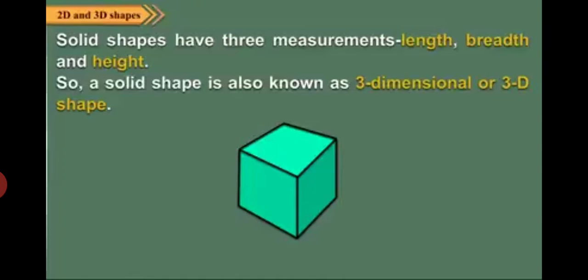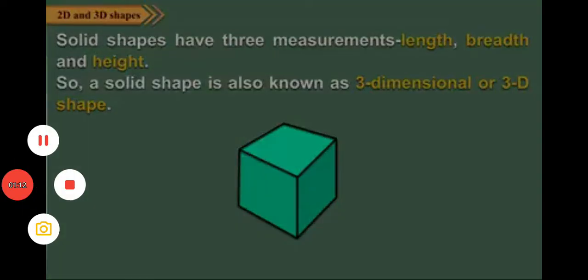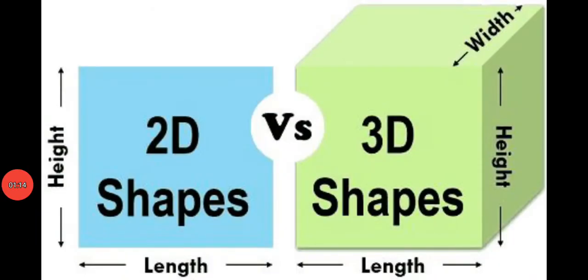You can see this is a picture of a cube. Solid shapes have three measurements, length, breadth and height. So, a solid shape is known as a three-dimensional or 3D shape. The basic difference between 2D shapes and 3D shapes is that 2D shapes have two measurements, length and breadth or height, and 3D shapes have three measurements, length, breadth and height.